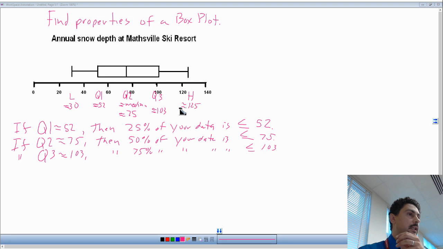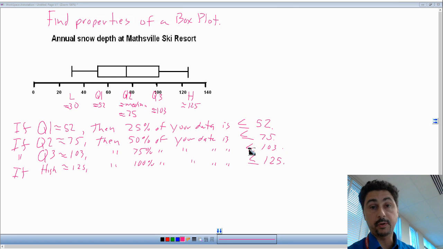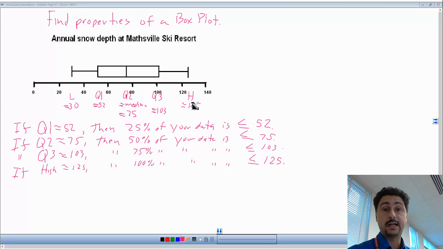And that clearly means the high value, which we call Q4, but nobody ever talks about Q4. We're just going to say if the high value is approximately 125, nobody says Q4, we just say the highest value or the high value, then 100% of your data is less than or equal to the value 125. So I hope that gives you a preliminary sense of what these quartile values are.